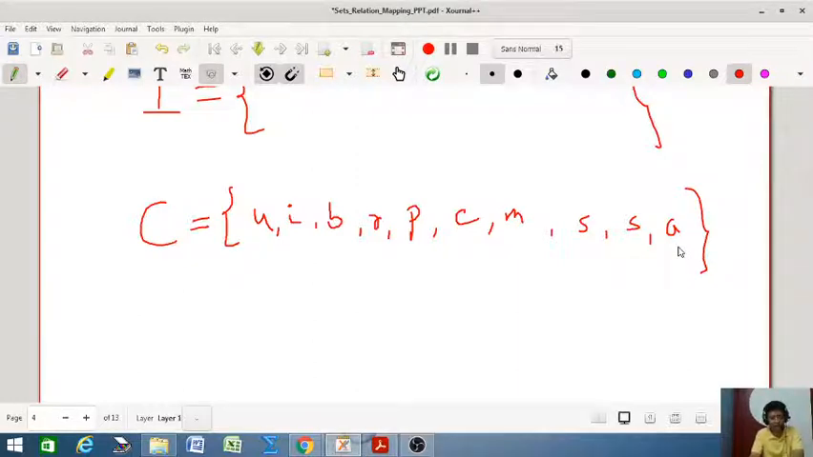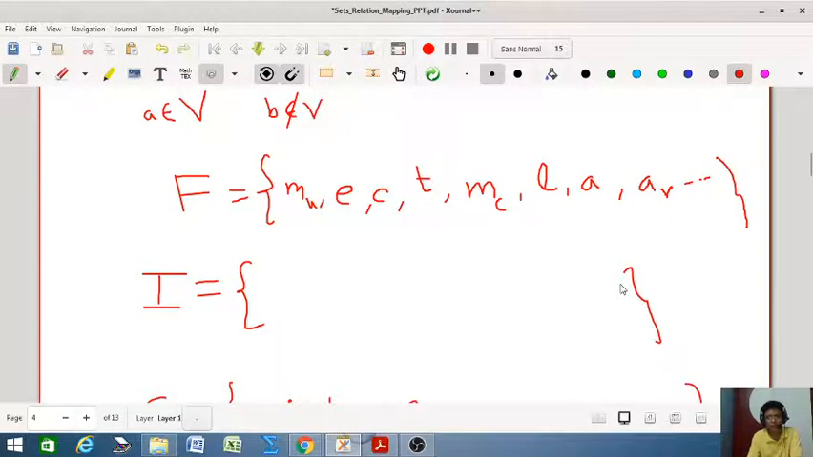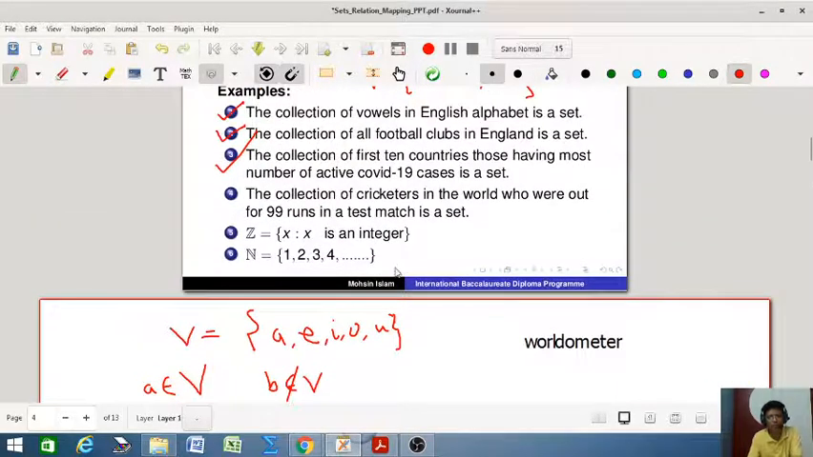Got it? Two S. Because there are two S, you have to distinguish. Spain will be SP, and South Africa will be SA. So that is the concept actually. I hope with these examples, your concept is clear about sets. What is actually a set?